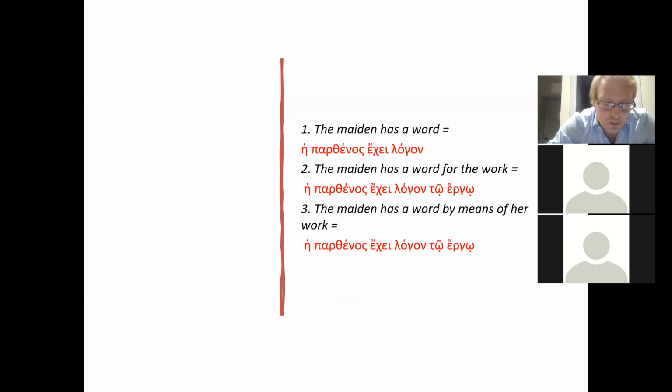It's important to note, however, that the dative is not only the case used for indirect object. The dative has other uses as well. A common use is the so-called instrumental dative use. That is a dative which expresses the means by which something is done. If we would read to ergo here as an instrumental dative, the full sentence he parthenos eche logon to ergo would translate into the maiden has a bird by means of her work. Indeed, this is a possible translation of this sentence as well.